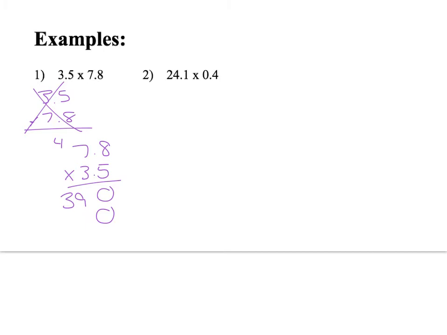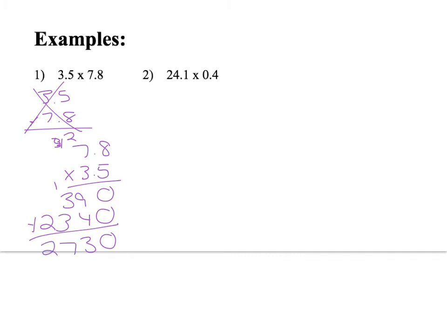Placeholder 0, 3 times 8, 24. And 3 times 7 is 21, plus 2 is 23. Notice I do not have a decimal anywhere present in this process. Add 0 plus 0, 9 plus 4 is 13, carry your 1. 1 plus 3 is 7, and 2 plus nothing is 2.